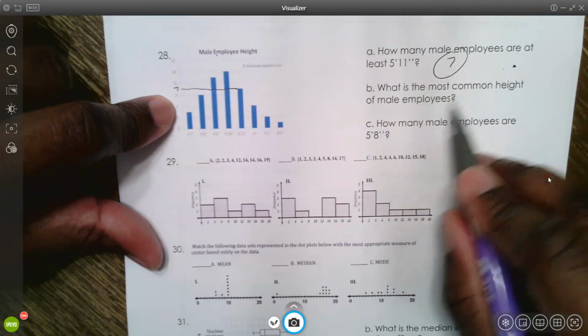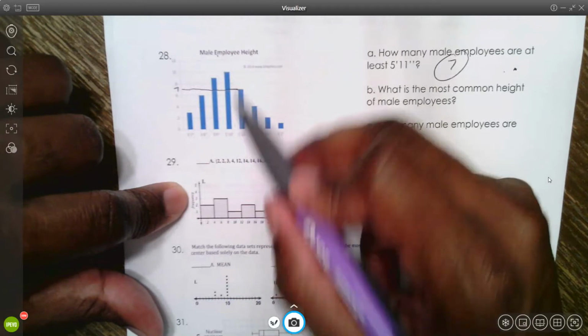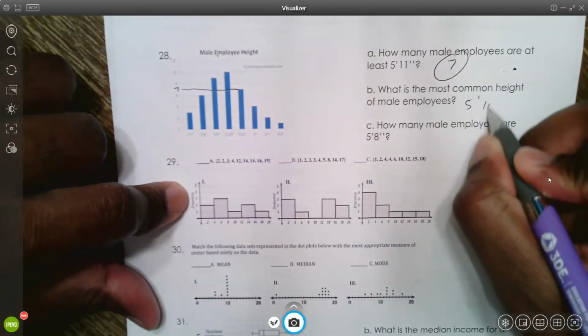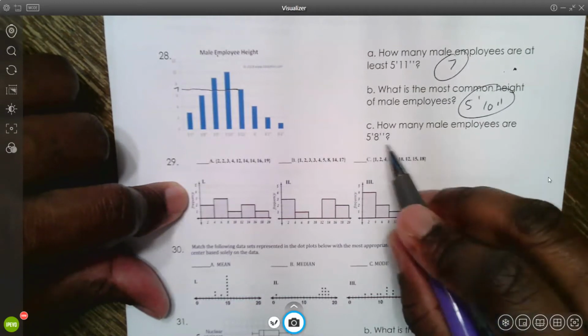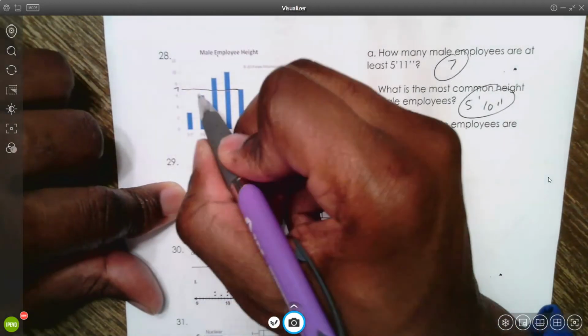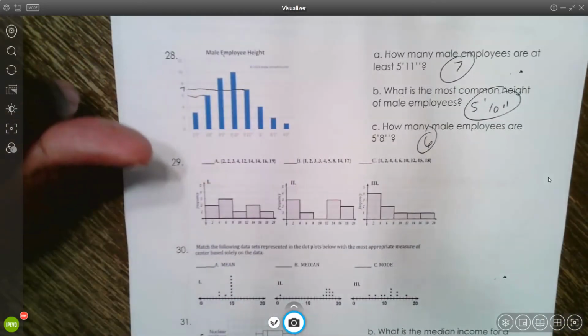So what is the most common height between all the males? So the tallest stack there is 10, and that's 5 for 10. So 5 for 10 is the most common height. So how many males are 5'8"? So here's 5'8". That line is 6, so 6 males are 5'8".